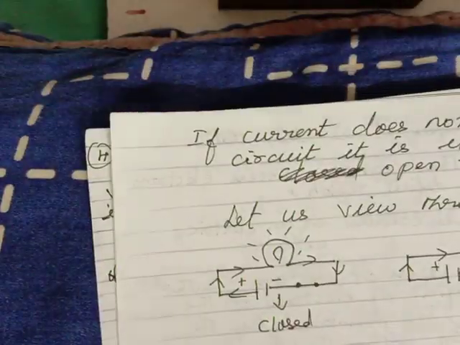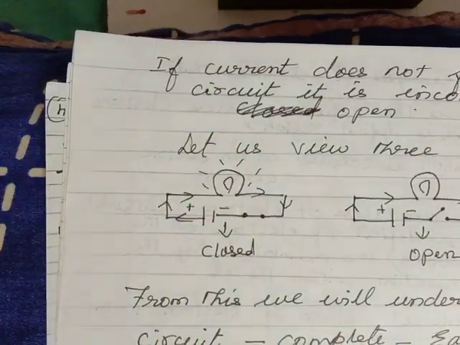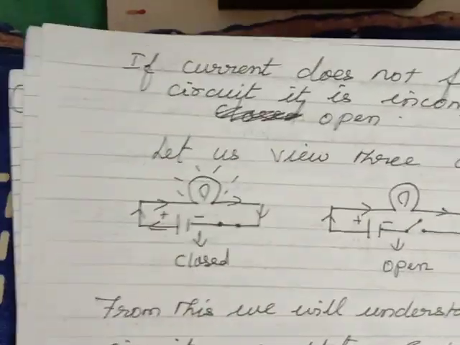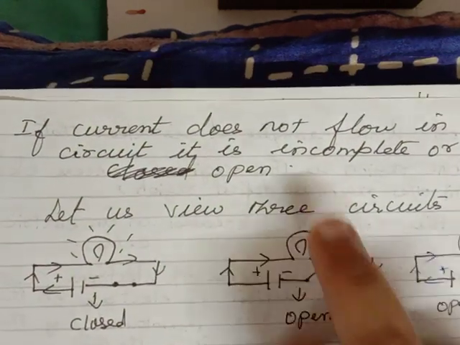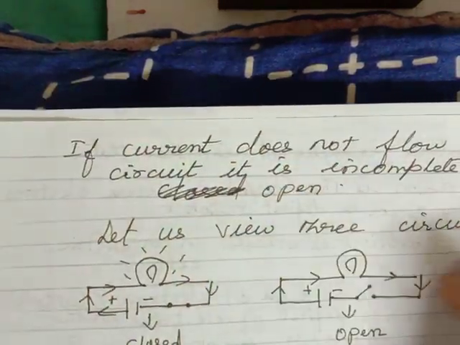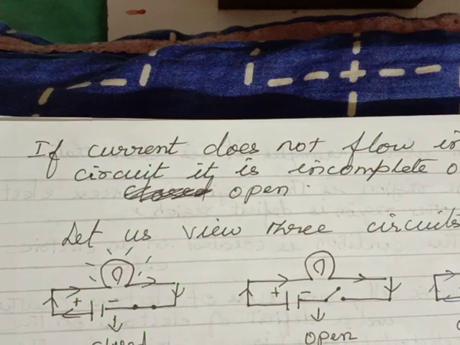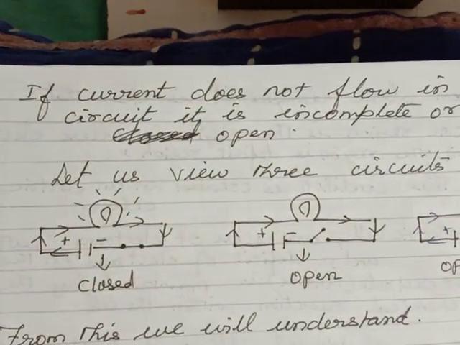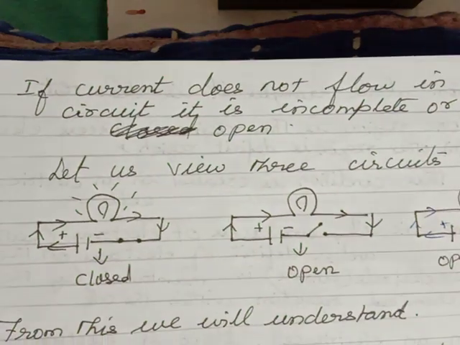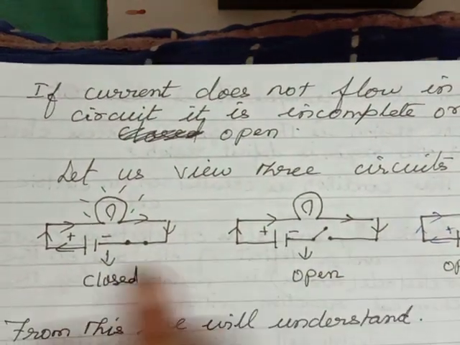Now let us see the other point. If the current does not flow in the circuit, what is it called? It becomes incomplete. If current does not flow in the circuit, it becomes incomplete, or you can even call it an open circuit. So now we are discussing closed circuit and open circuit. I'm having 3 diagrams here.